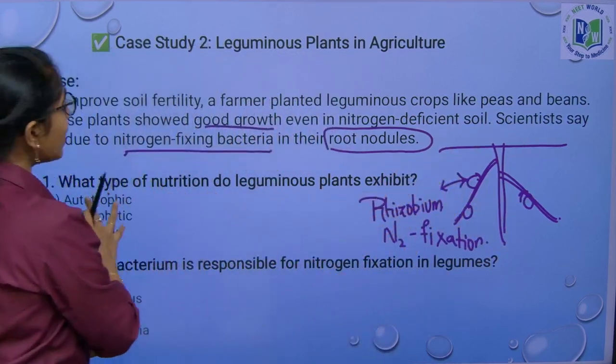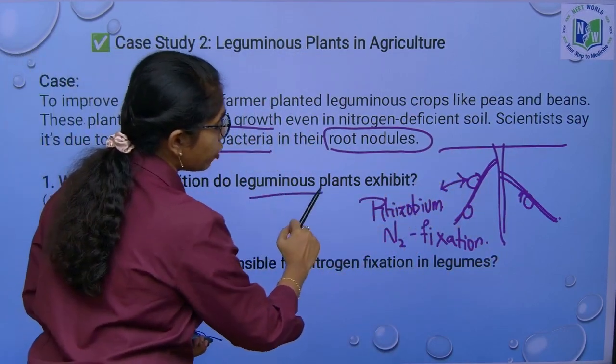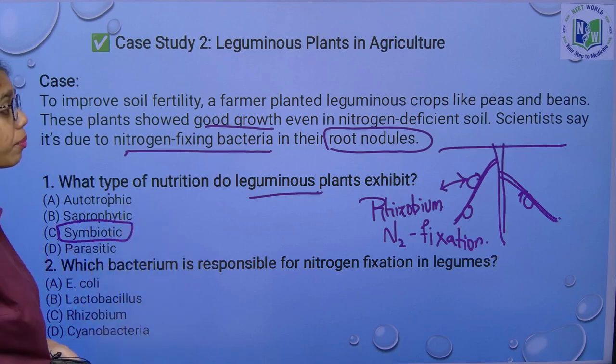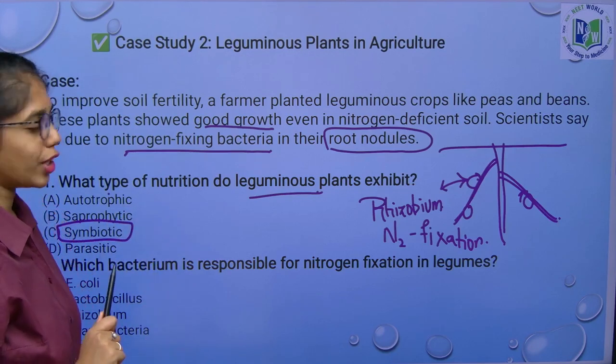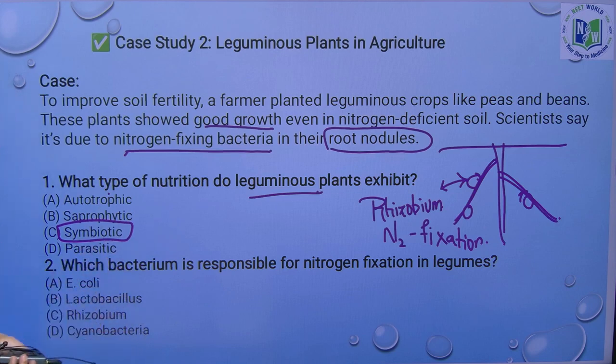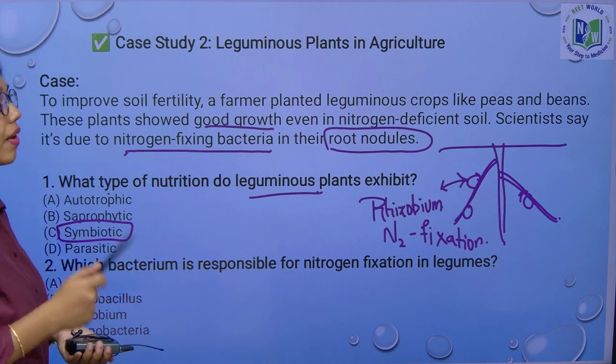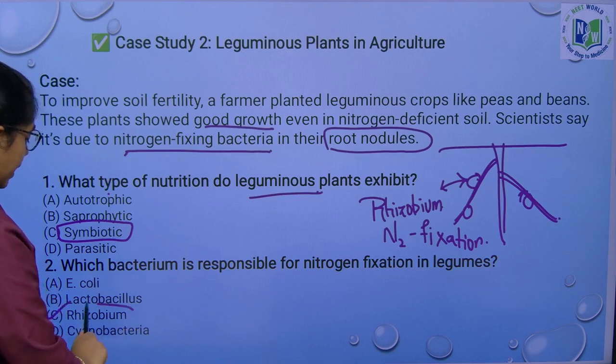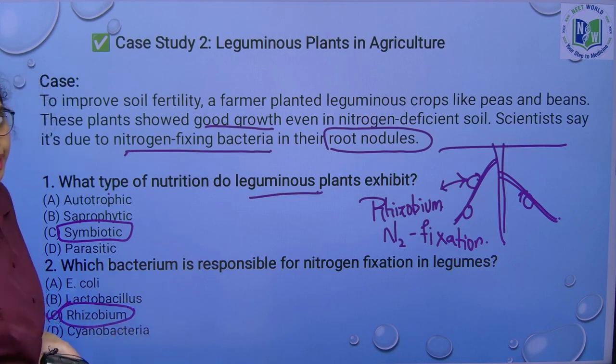Fine. So what type of nutrition do leguminous plants exhibit? It is symbiotic nutrition. Next, which bacteria is responsible for nitrogen fixation in legumes? It is Rhizobium bacteria, which is a gram-negative bacteria. Remember that.